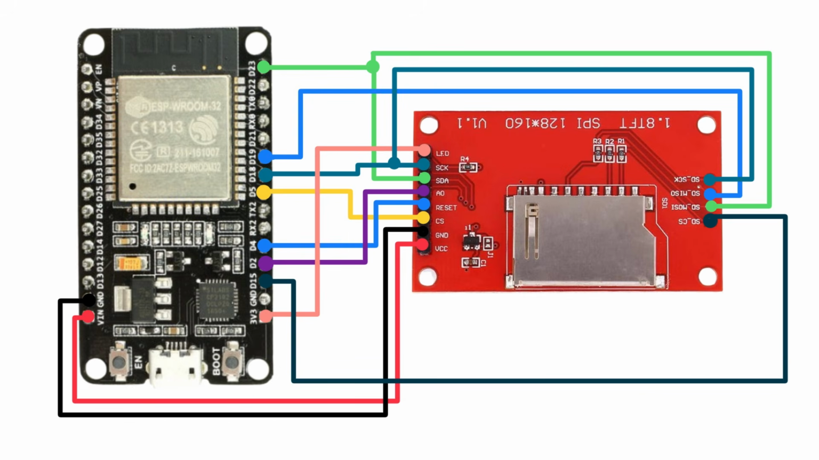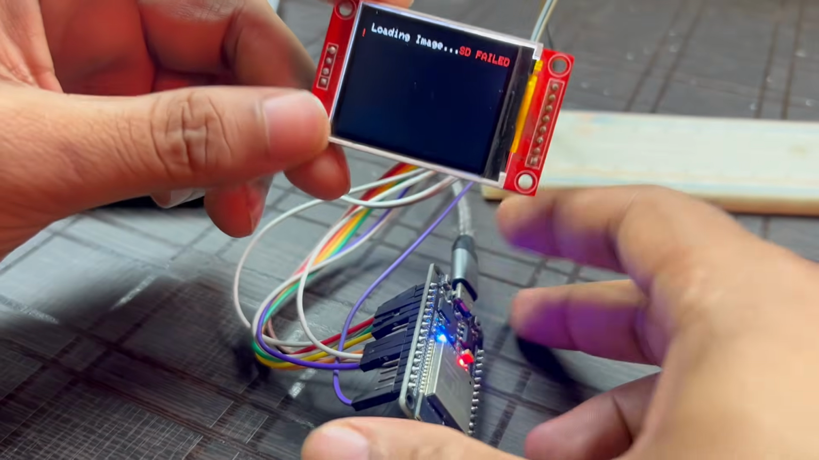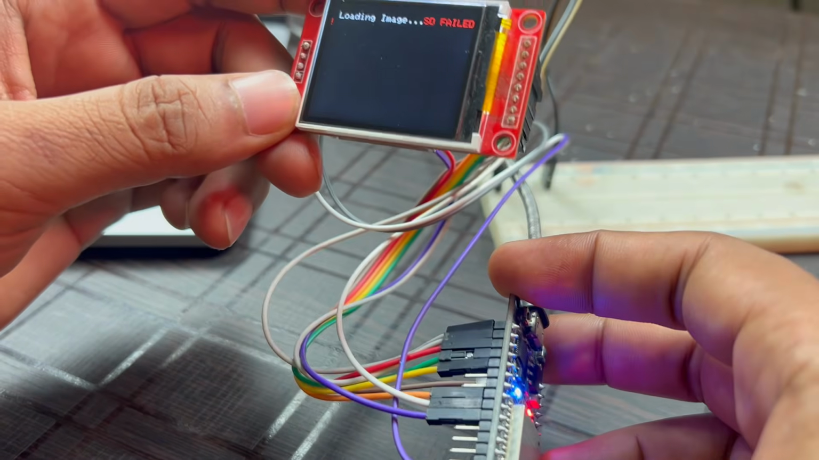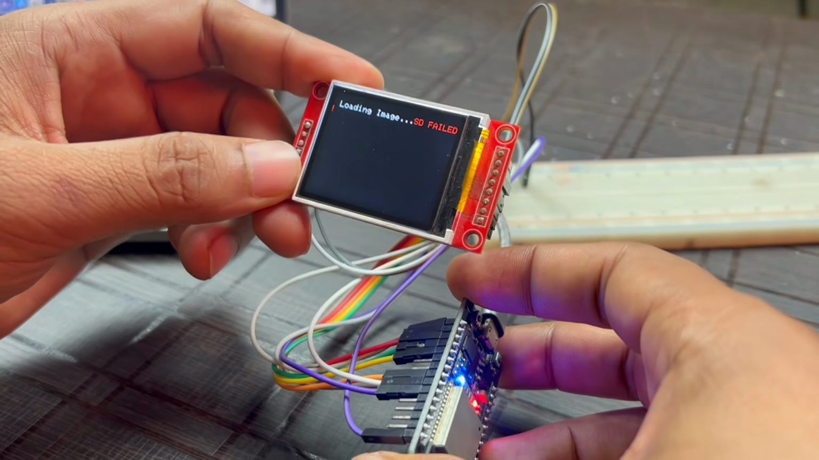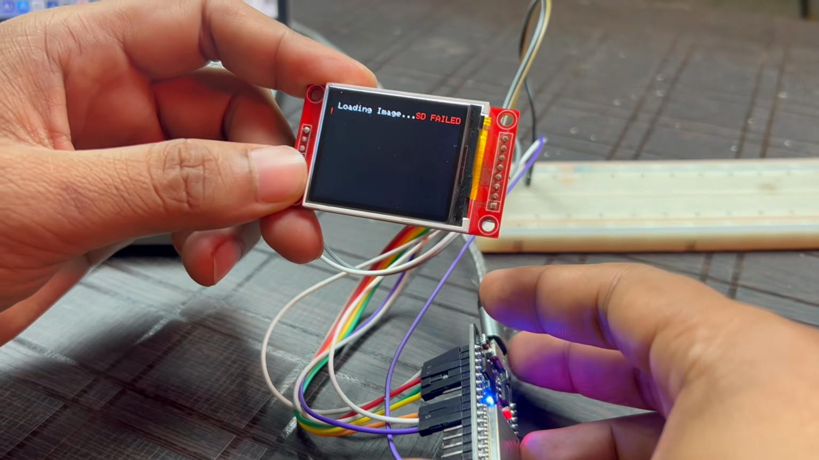Now make the connections of the SD card module and TFT display with the ESP32 as per this connection diagram. You can download this connection diagram from the description. Here I made all my connections, so make sure to connect all the wires correctly. If any wire goes wrong, then it will not work.